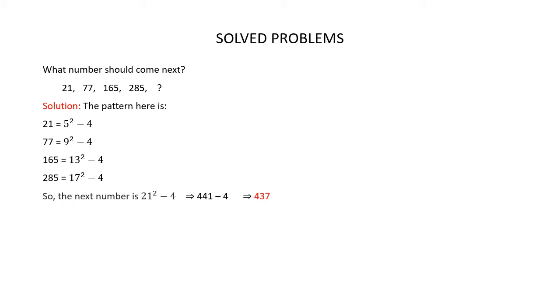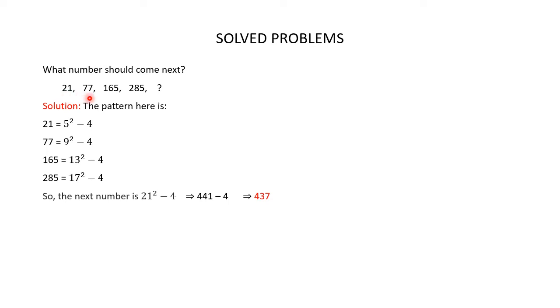What number should come next in this number series? 21, 77, 165, 285 and question mark. You have to find the number that has to come after 285. When you look at these numbers, you will notice that 21 is closest to 25, which is 5 squared, but a little less.